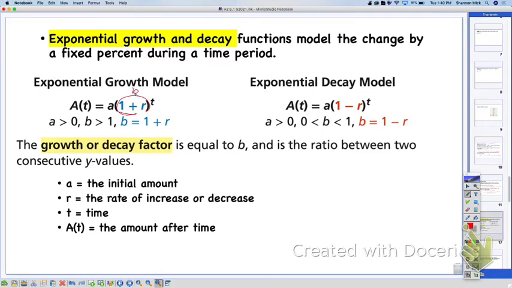A is the initial amount, r is the rate of increase or decrease, t is time, and A of t is the amount after time. So for decay, we don't add, we do what? Subtract. Same equation. That 1 is 100% of your initial amount. That's where the 1 comes from. It stands for 100% of your initial amount.